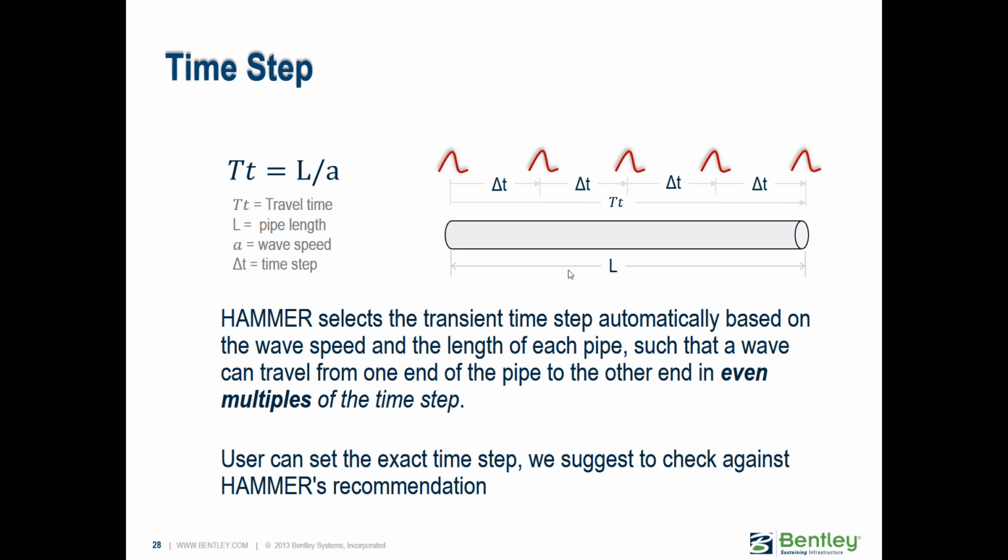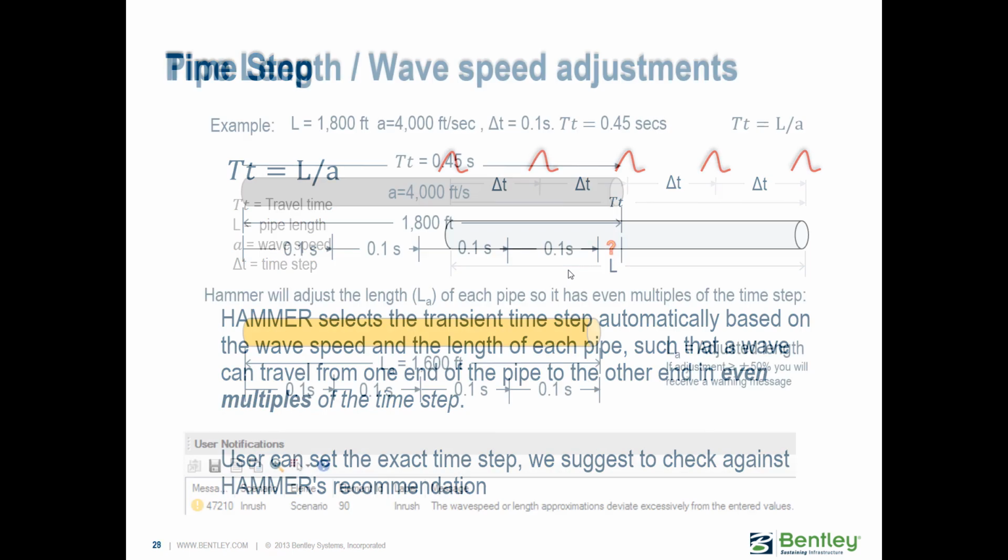As far as the time step goes, one of the important concepts that we need to touch on here is the way that Hammer uses a time step along with the length of the pipe and the wave speed. Hammer tries to have a wave be able to travel from one end of the pipe to the other in even multiples of the time step. So in order to accomplish that, sometimes Hammer has to adjust the length of the pipe to allow this to happen. There's an example on this page.